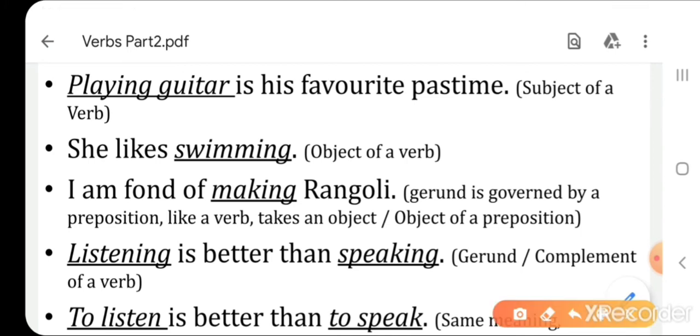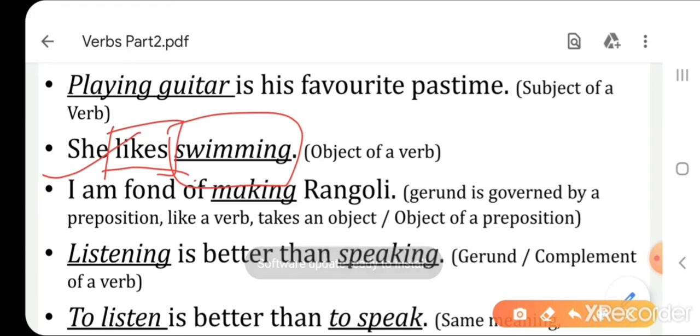Second example is she likes swimming. So swimming is a noun which is used after like, that is main verb. So it is an objective. It is an object of a verb likes.